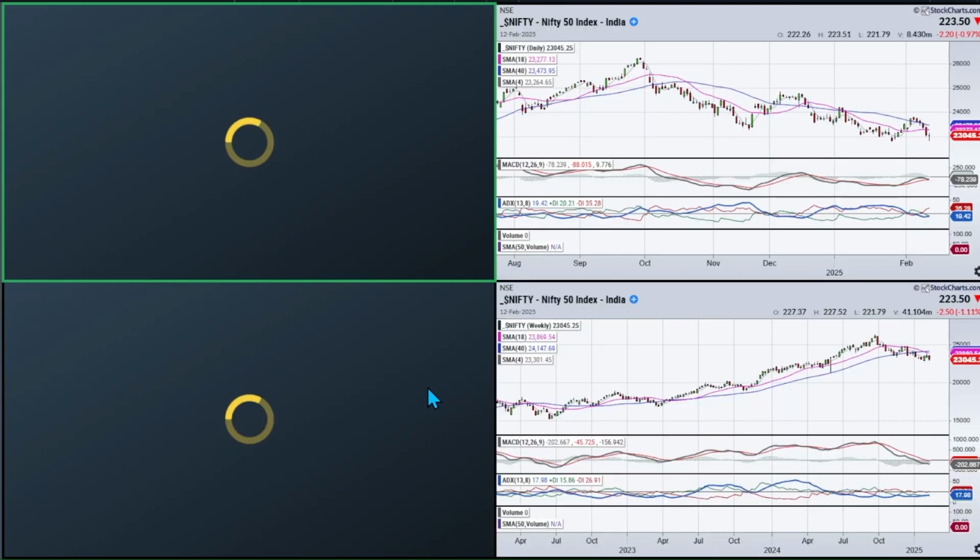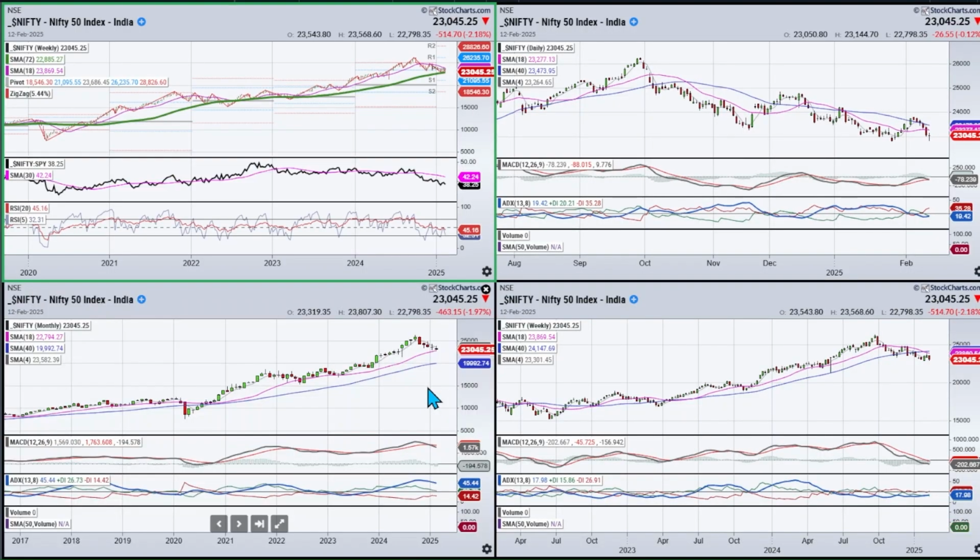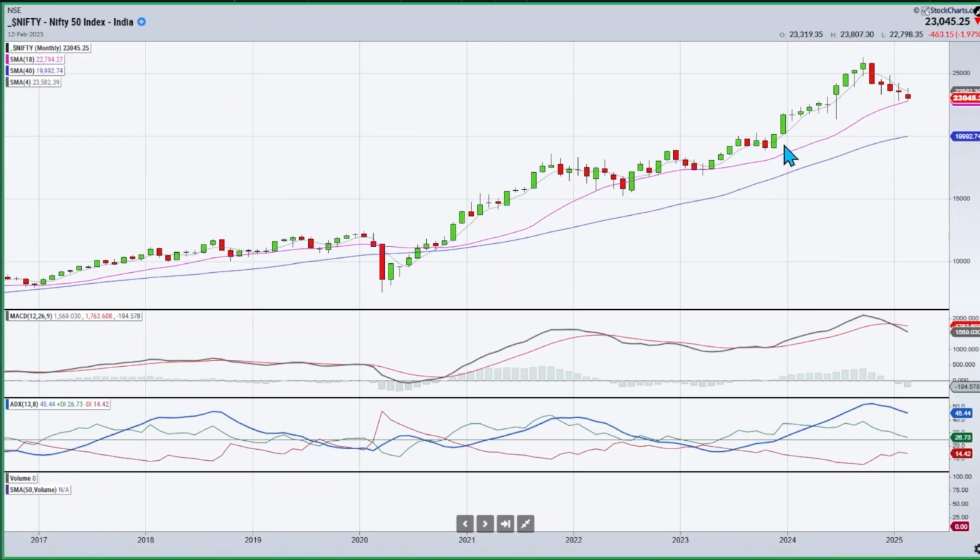All right, so I got a number of requests this week. I want to make sure I cover them all. First was the Nifty 50 India Index, and I thought this was just such a great example worth discussing briefly. Look at the strength of the upside with ADX.